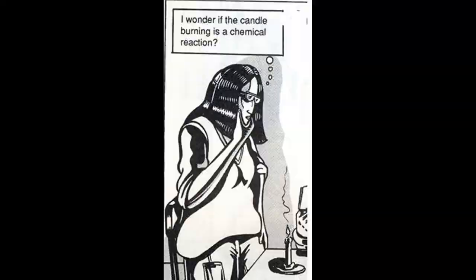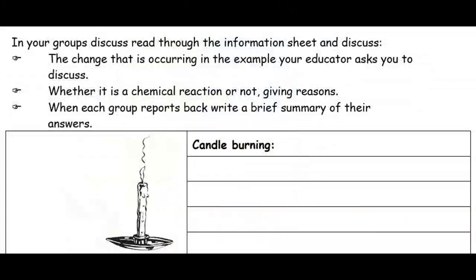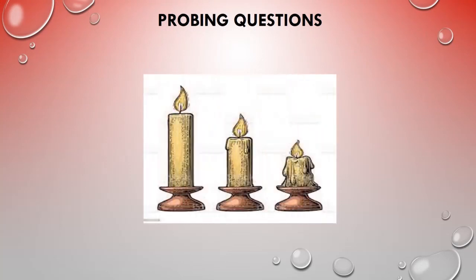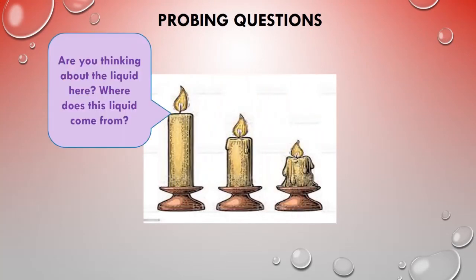I identified the problem of students struggling to classify a burning candle as a chemical reaction when I gave them this worksheet with this cartoon. The question asked them to identify the type of change that was occurring and whether it was a chemical reaction or not, giving reasons. Many of the students thought that the candle burning was a physical change, with some thinking it was a chemical change. And despite me talking about the candle wax disappearing, it took some convincing to realize that this was a chemical change. Based on this confusion, I asked a couple of questions, and I'd like you to think about these questions too when you look at that candle burning.